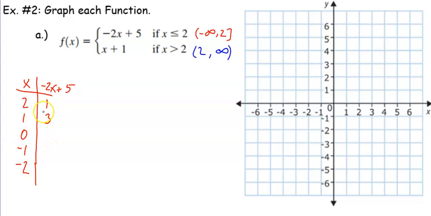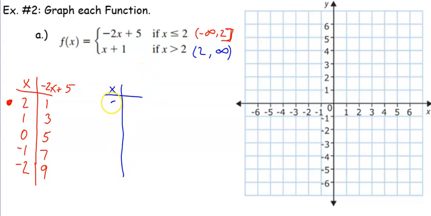So let's just double check. 0, yep. So plus 2, this one should be 7. Yep. And 4 plus 5 is 9. And then because we are equal and we have this bracket, when I graph this point, it's going to give me a closed dot. Now let's make a t-chart for my other portion, the other piece.